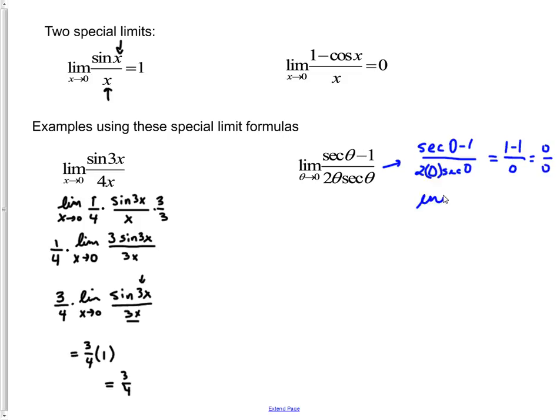When we get an indeterminate value, what we try to do then is rewrite the function in such a way that we can take advantage of any special limits or something like that. Well, here's a special limit that looks like this might be related to, so let's rewrite. Our secant function is the reciprocal of cosine. So we're going to be taking the limit as theta approaches 0 of 1 over the cosine of theta minus 1 divided by 2 theta times 1 over cosine of theta.